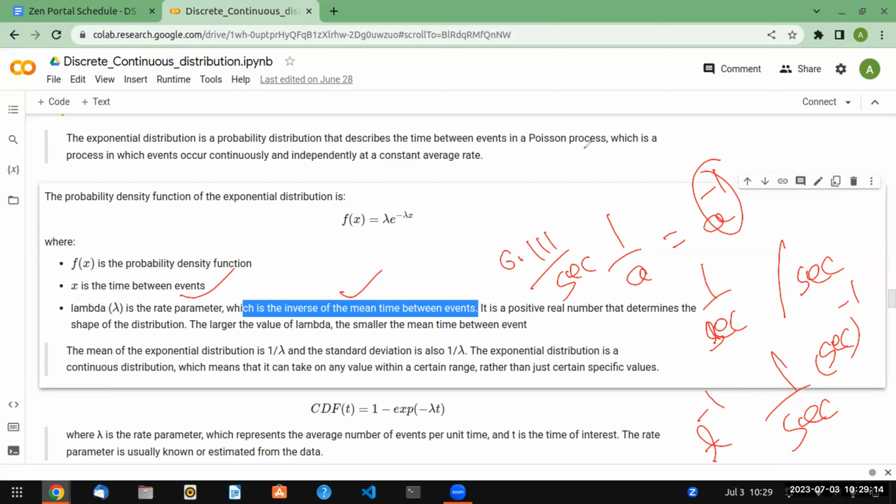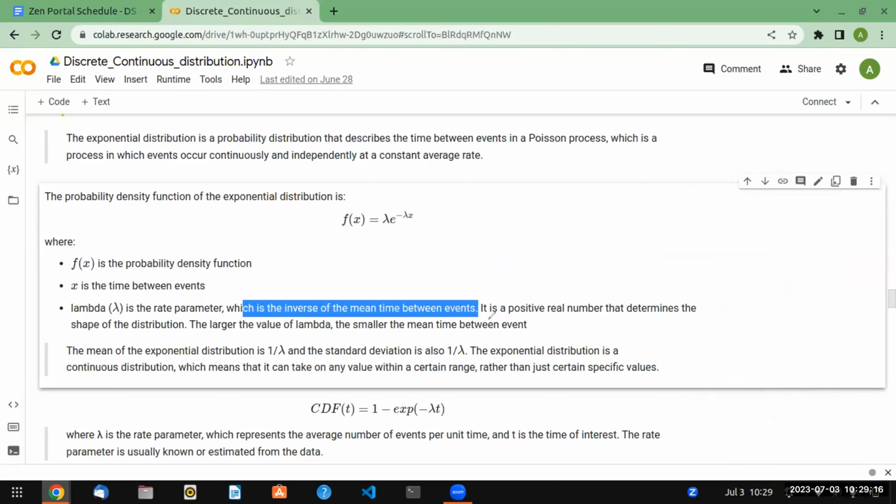It is a positive real number that determines the shape of this distribution. That also makes sense, right? If you change the lambda, then the curve of the distribution will change. This means the larger the value of lambda, the smaller the mean time between the events.